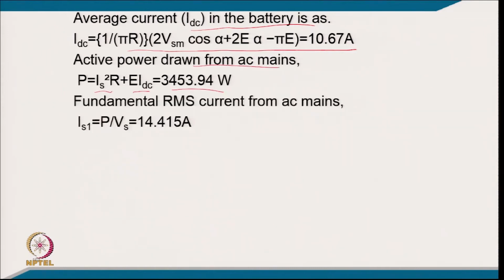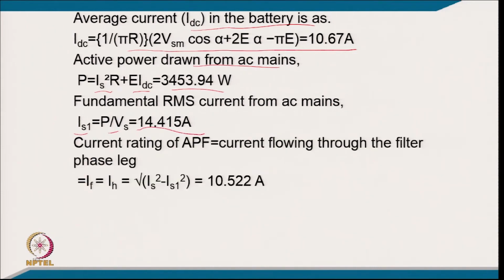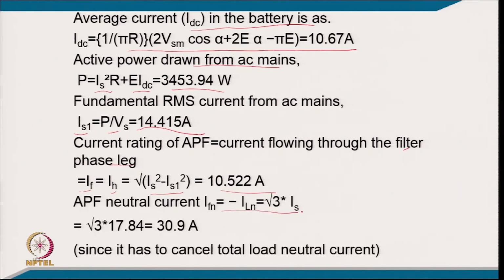So, it comes to 3453.94 watt, and the fundamental RMS current from AC mains will be IS1 equal to P upon Vs, that comes to 14.415 ampere, and the current rating of active filter is the current flowing in the phase, typically the harmonic current. So, IF equal to IH equal to square root of IS square minus IS1 square. So, this is 10.522 ampere.